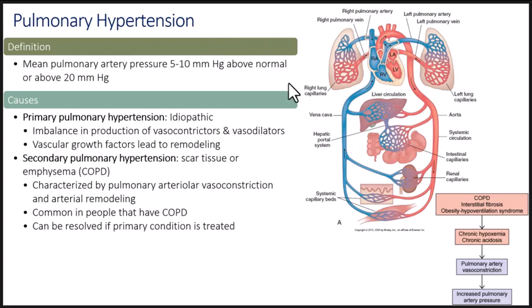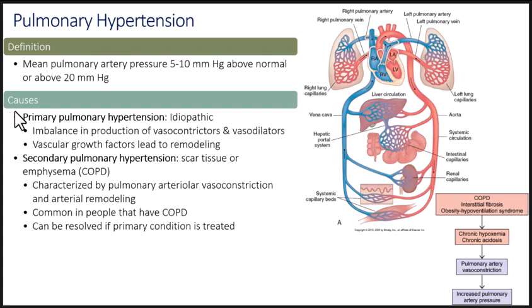More specifically, though, pulmonary hypertension is defined as an increase in average pressure within the pulmonary arteries, 5 to 10 millimeters mercury above normal or above 20 millimeters mercury within the pulmonary arteries. You do not need to know those numbers specifically.